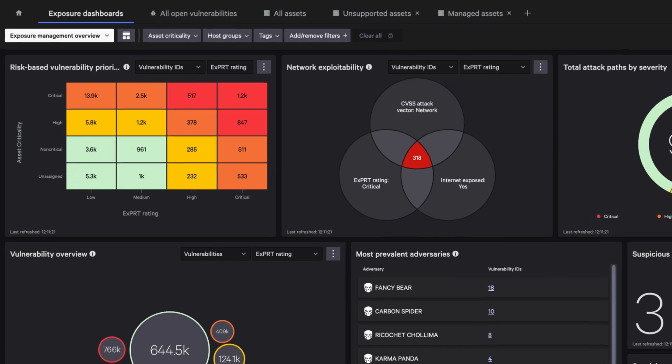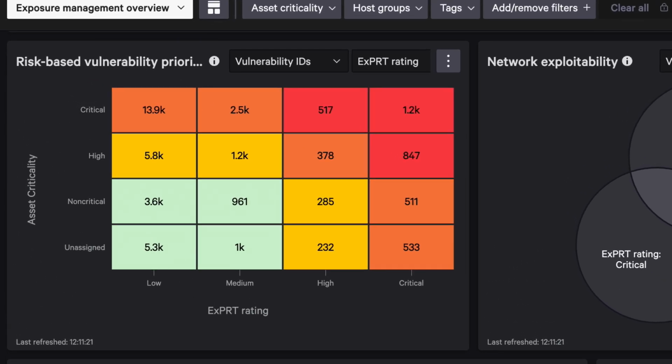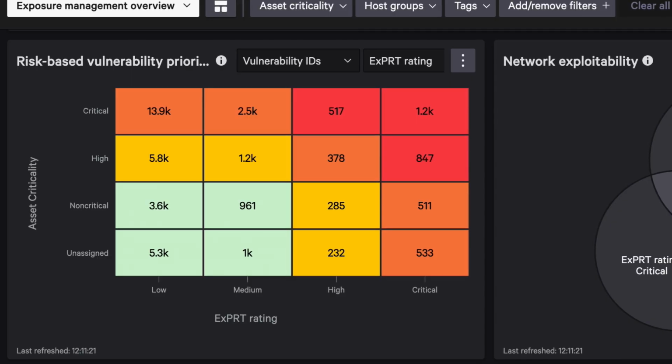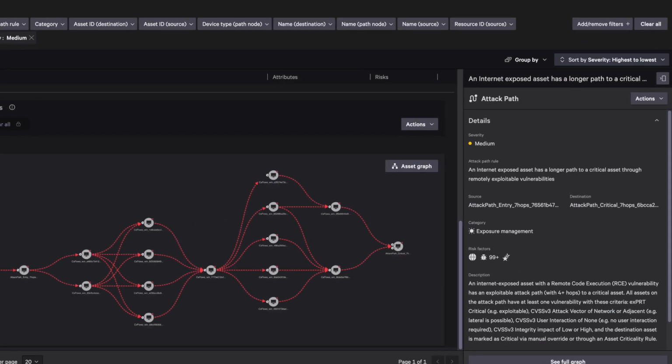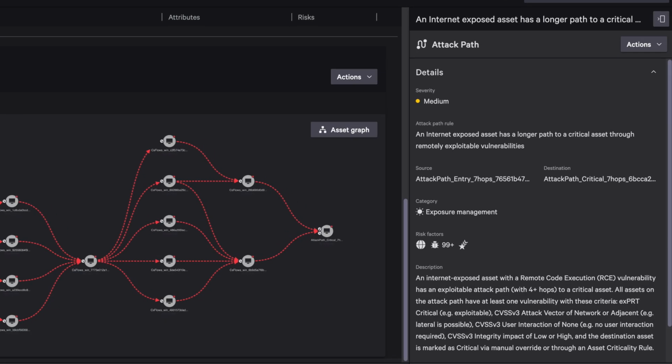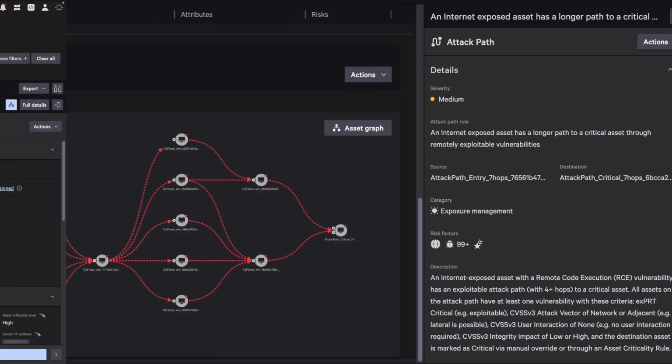Falcon Exposure Management gives teams a flexible way to classify assets based on prioritized risk. Assets are categorized into one of three tiers: critical, high, non-critical. These levels reflect how important an asset is to your business. Once assigned, criticality powers your understanding of potential attack paths, helping you break the chain before adversaries discover them.